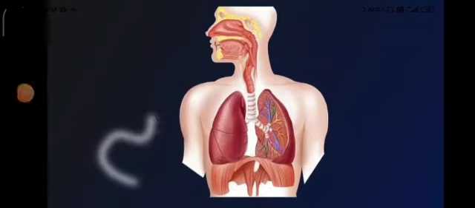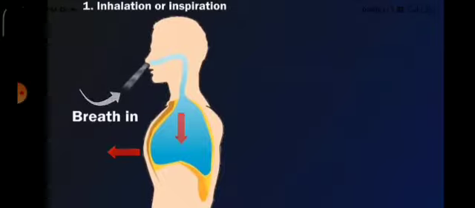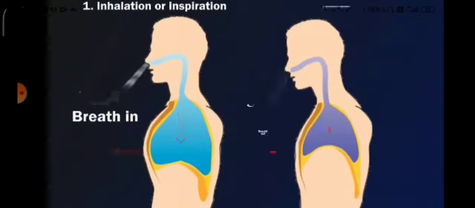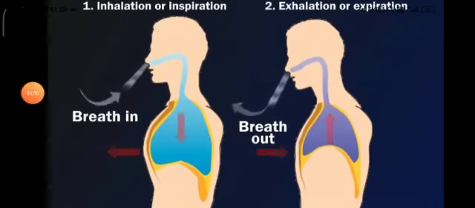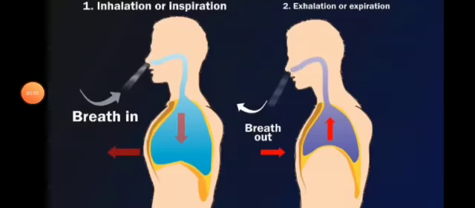So children, exchange of gases through the nostril is called breathing, and it is completed in two steps. One is inhalation, second is exhalation. In the process of inhalation we breathe in, and in the second step, which is called exhalation, we breathe out. So these are the two main steps in which breathing is completed.